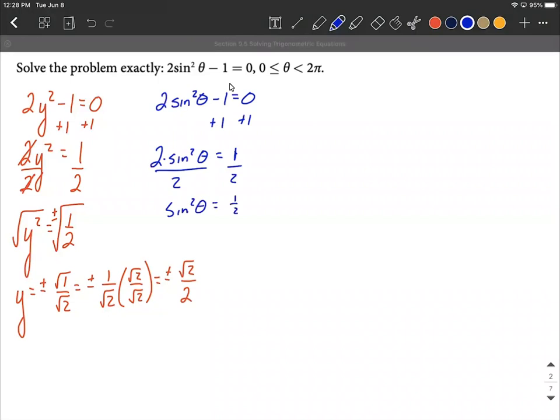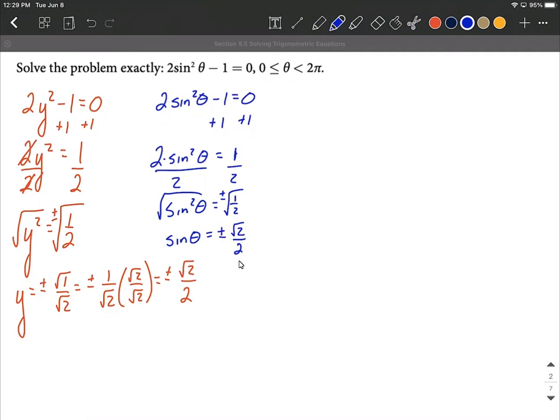And then to get sine on one side by itself and get rid of that square, I'm going to apply a square root to both sides. Don't forget the plus and minus. So that'll give us sine of theta equals, it'll be the exact same reducing down. So I'm going to use that work we already did and get to plus or minus the square root of 2 over 2.